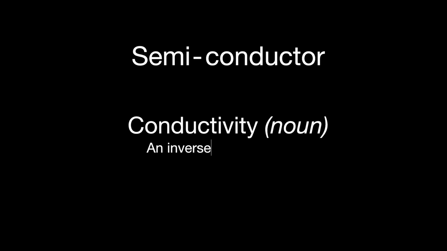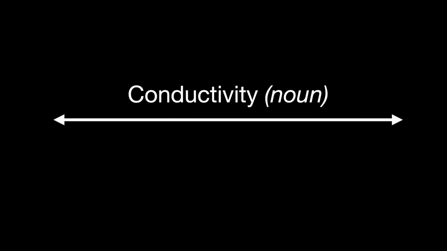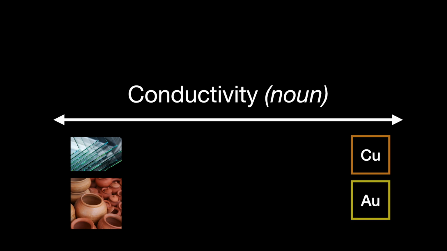With this in mind, we'll start off with a discussion of semiconductors, which will lead into transistors and will all tie back to the information storage and manipulation. Semiconductors. Let's understand this word. What is a conductor? It's a material that exhibits conductivity, of course. So, what is conductivity? It's an inverse measure of how much a material resists electrical current. On the low end of the conductivity spectrum are insulating materials like glass and ceramic, and on the high end are conductors like copper and gold. Semiconductors, it would follow, lie somewhere in the middle.